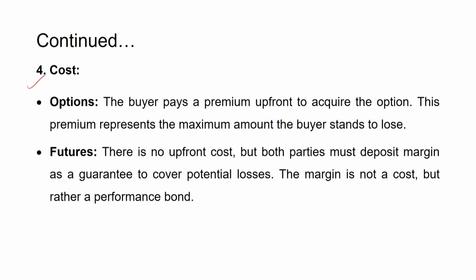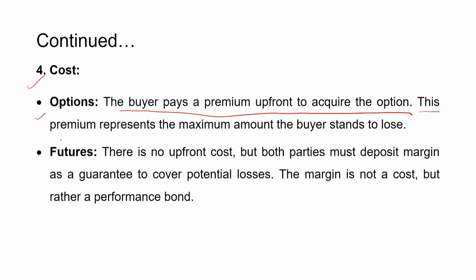Now, on the basis of cost, if we compare both the contracts, options are the contract that may involve an upfront cost, which is known as the option premium. There are various theories for the calculation of the option premium. So, the maximum price that we need to pay in the case of the option contract is the upfront cost, that is the premium, which may represent the maximum amount of loss that we may have under the option contract.